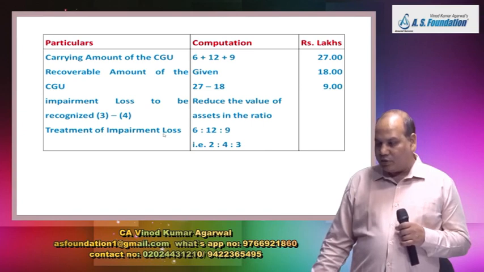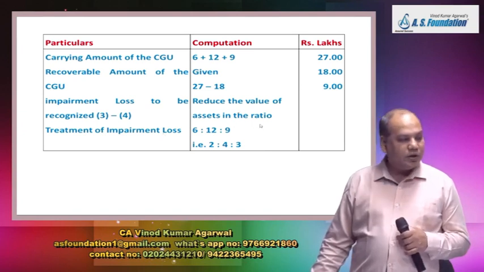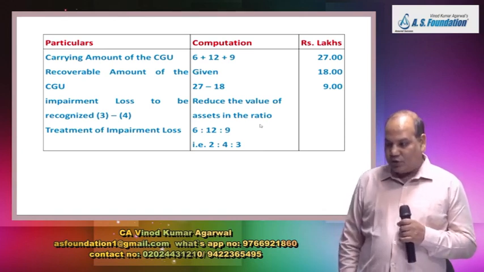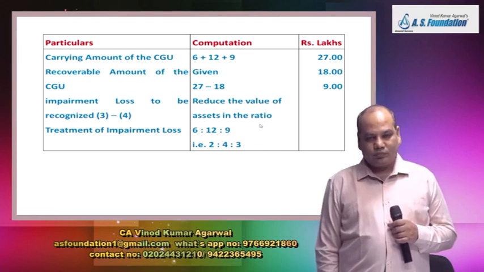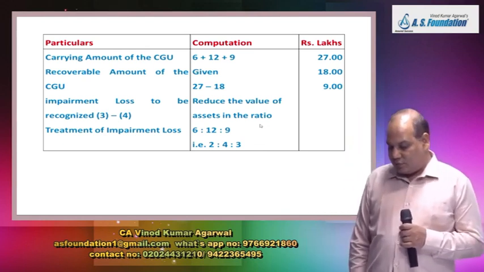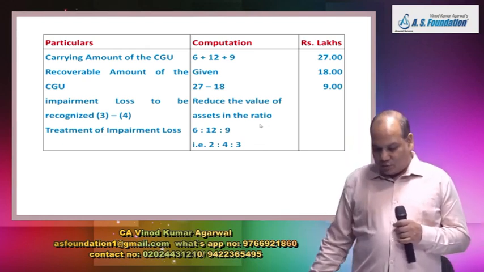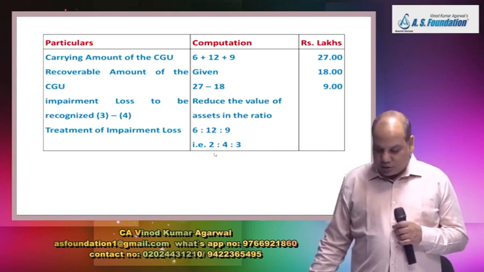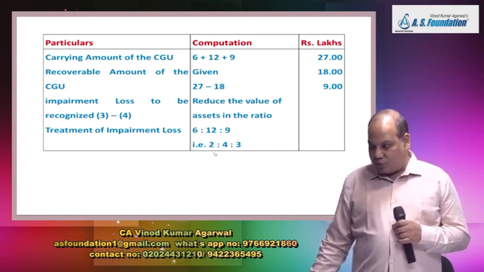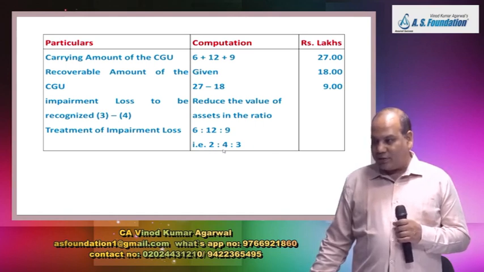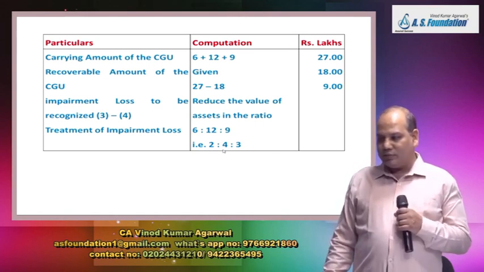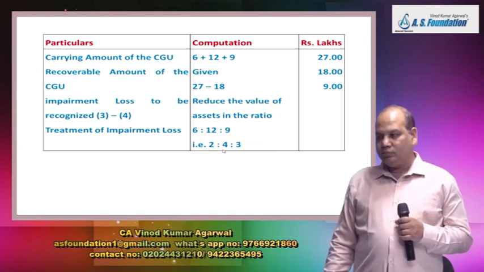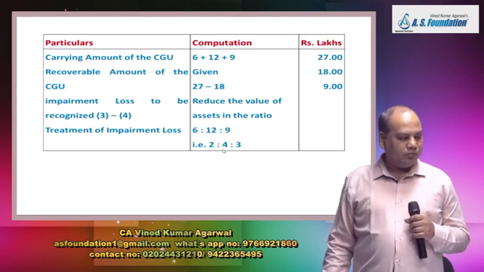And then you write a note. Treatment of impairment loss: reduce the value of the assets in the ratio of 6:12:9. That is, how much will you allocate to the first asset? 2. Second asset 4, and third asset 3. 2:4:3.